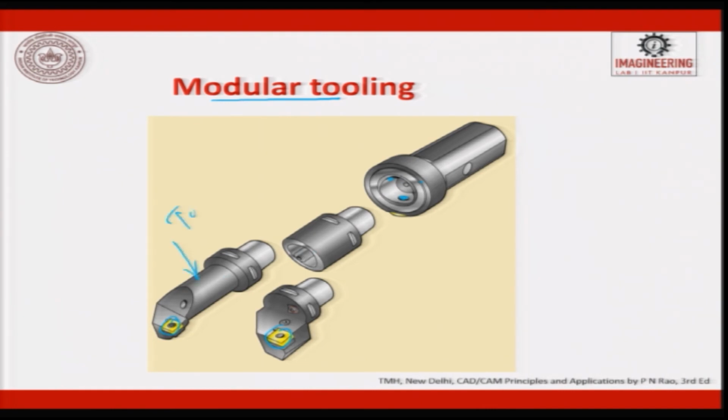This is the tool holder. This is the modularity which is used such that you can choose any tool to be mounted on the spindle.